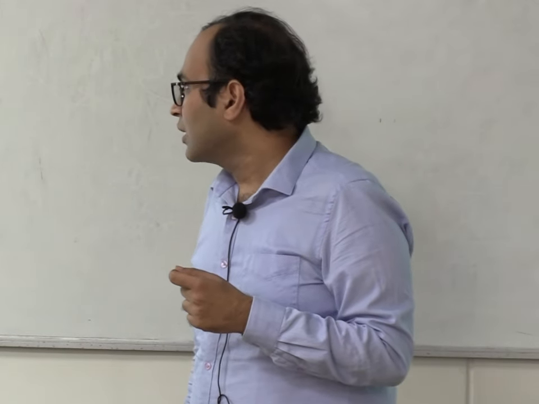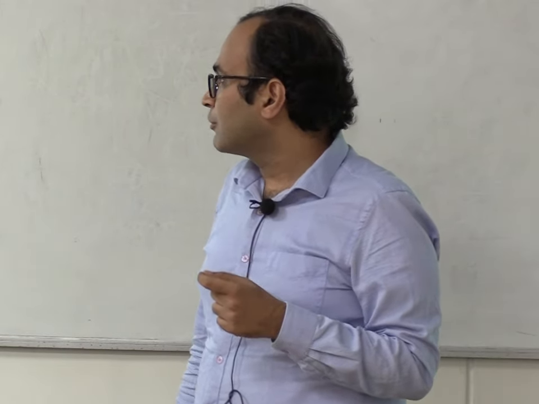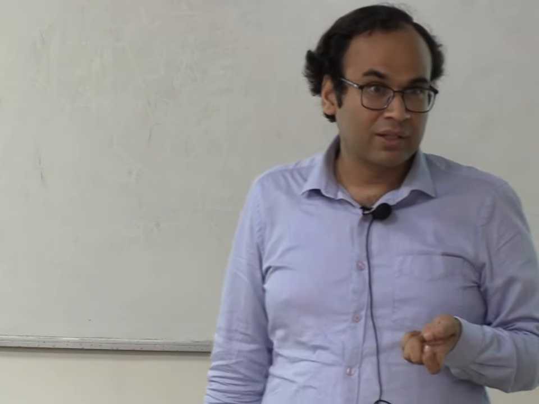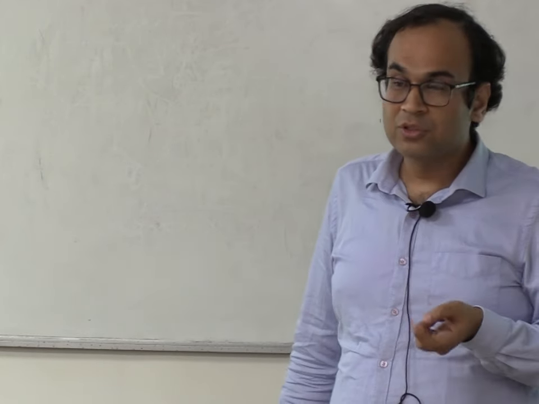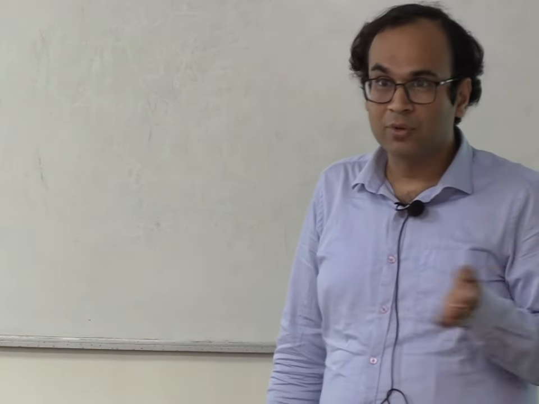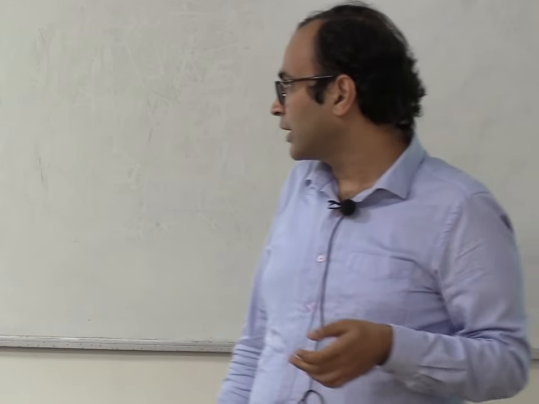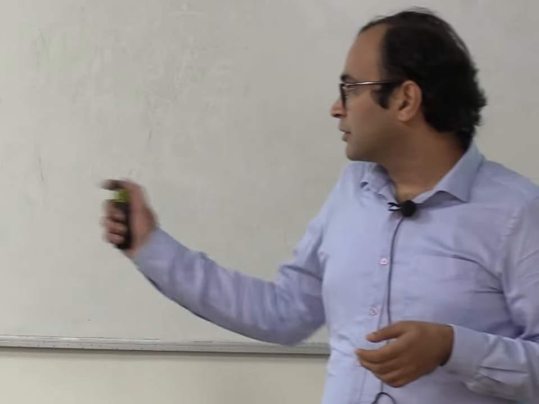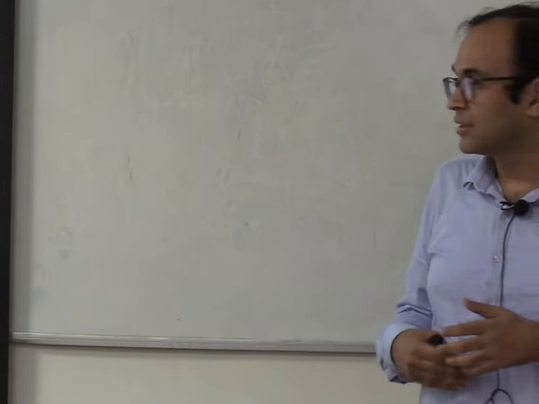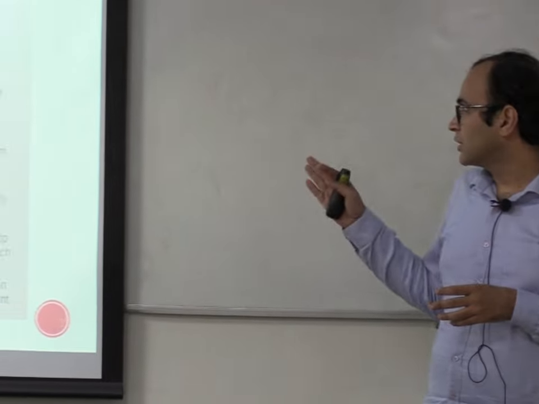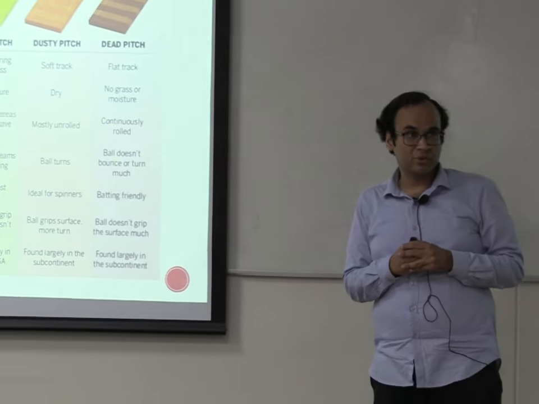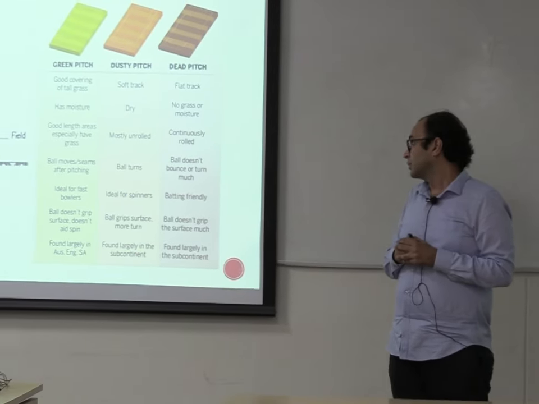This type of pitch is mostly found in England and Australia because of their weather, and there you see the ball swings a lot because of that reason. You see how swinging happens, and that is why seam bowling in England and Australia is much more advanced than what we have here. So this type of pitch is suitable for fast bowlers.